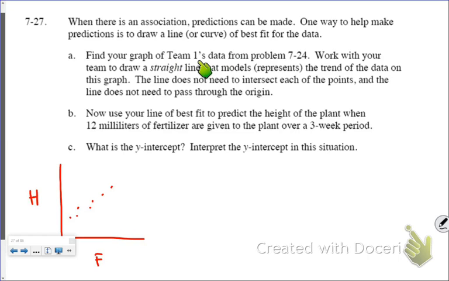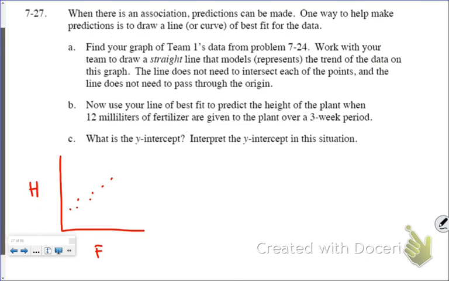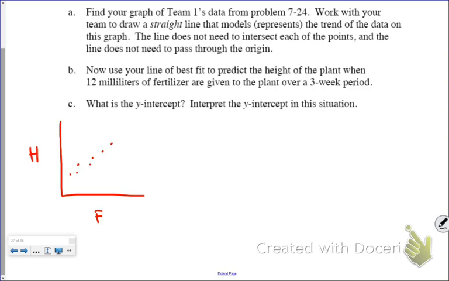Okay, so go back to the front page. The one with your team 1 scatter plot, and draw a straight line that models the trend of the data. In other words, draw a line of best fit. Let me show you what it should look like. So here is the one that I'm simulating. It should look something like this. That's horrible. One more time.